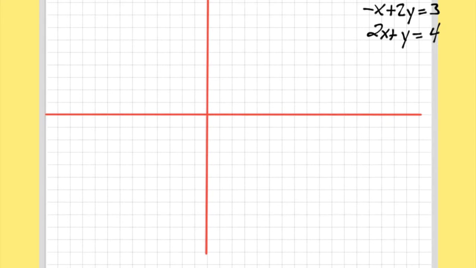So our first equation has an x-intercept of -3. If you plug in 0 for y, you get -x equals 3, so x equals -3. And if we plug in 0 for x, we get y equals 1.5. So it has a y-intercept of 1.5. So there's our first line.